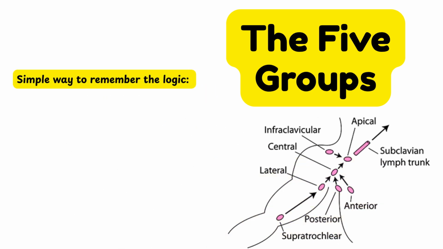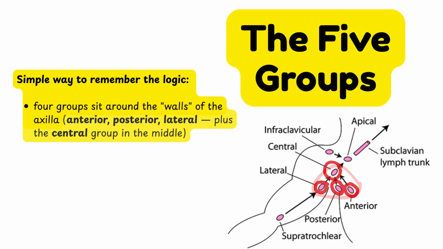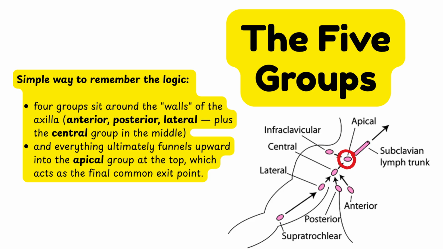There is a simple way to remember the logic. The 4 groups sit around the walls of the axilla. These are anterior, posterior, lateral, plus the central group in the middle. And everything ultimately funnels upward into the apical group at the top, which acts as the final common exit point. Let's discuss these groups in detail.